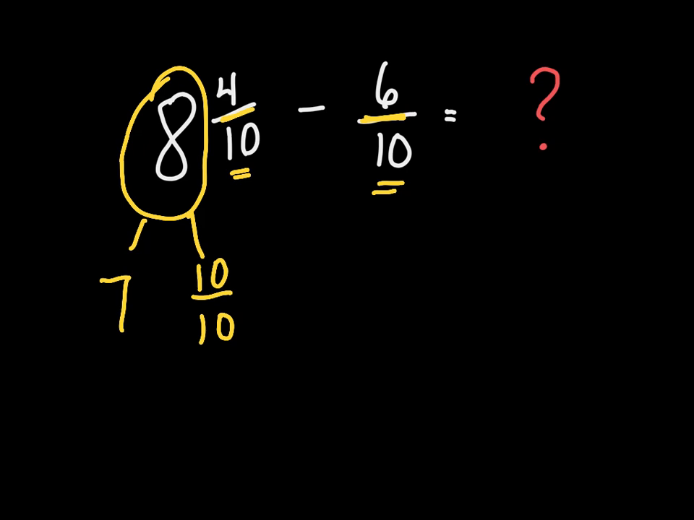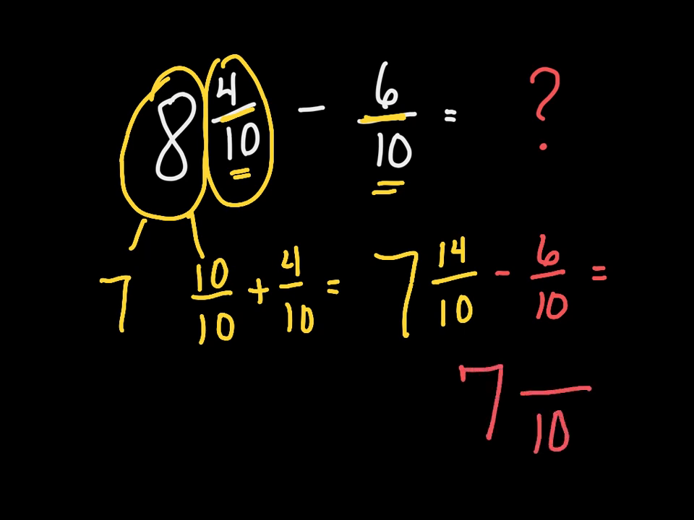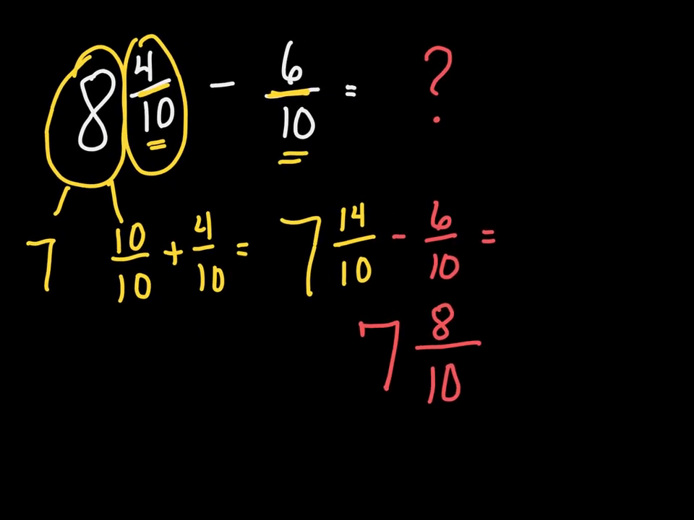So now we need to take our 4 tenths and add it with our 10 tenths. And now we're going to get 7 wholes and 14 tenths. And then we're going to subtract that with 6 tenths. Okay, so now we have 7 wholes. We're left with tenths. And in the numerator, we've got 8. So 7 and 8 tenths is our new mixed number.